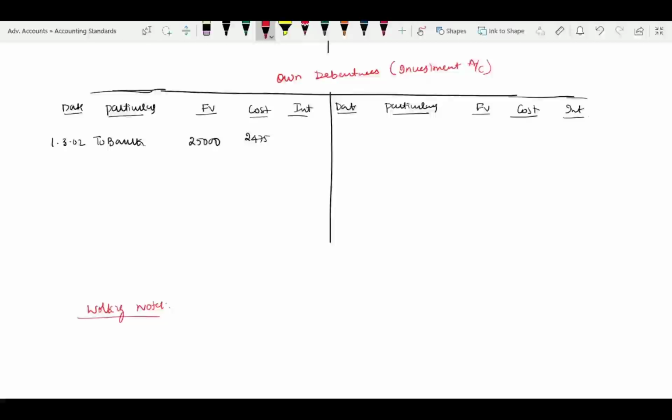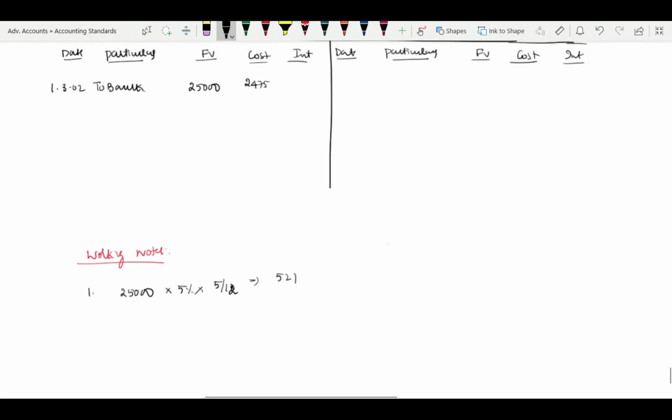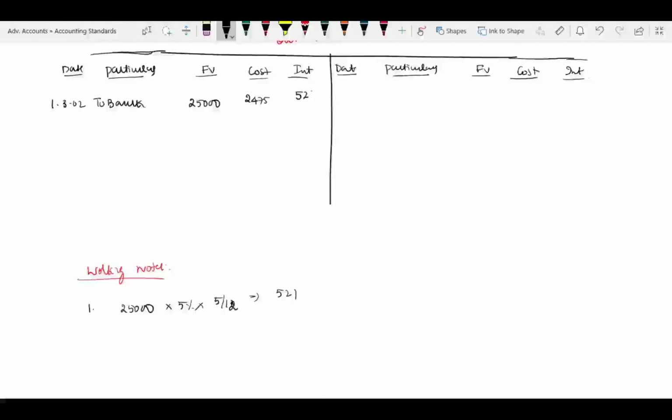What they have asked was, what is the interest? So first, on purchase of the first one, 25,000 into 5% interest into 5 by 12 months, which is 521. So therefore the interest we paid is 521. So it is 24,725.